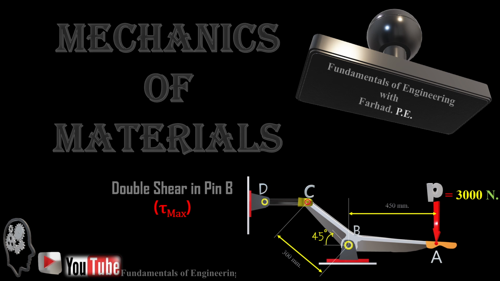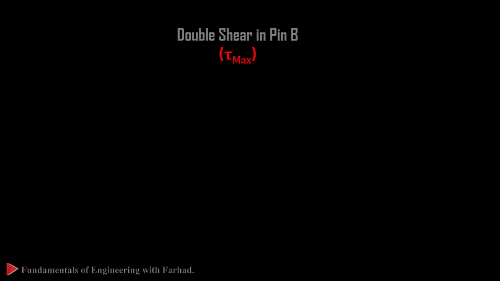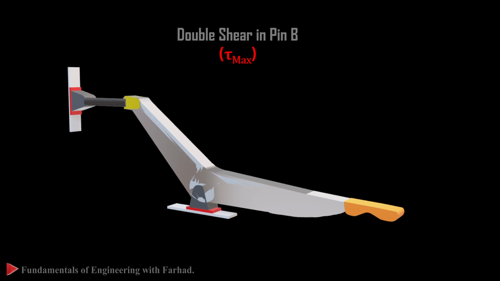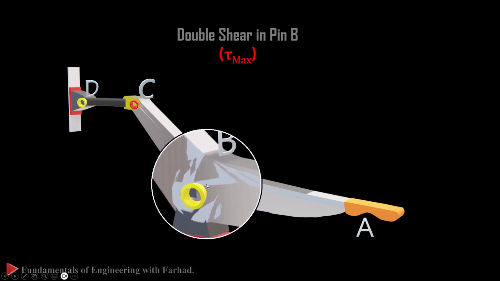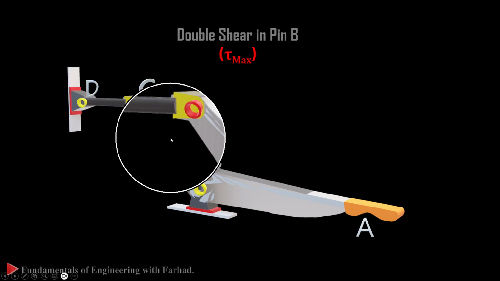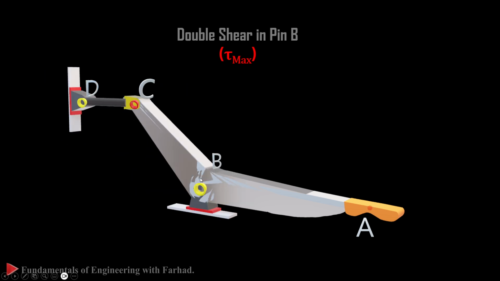Mechanics of Materials, Calculation of Shear Stress. So, in this configuration, we want to calculate the maximum shear stress in pin B if we do know that all pins are in double shear condition and also the diameter of pin B is provided to be 6 millimeters.